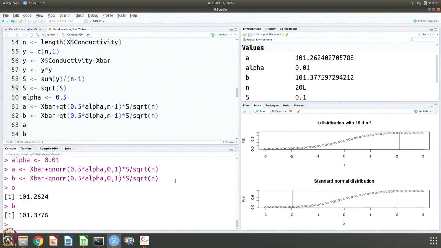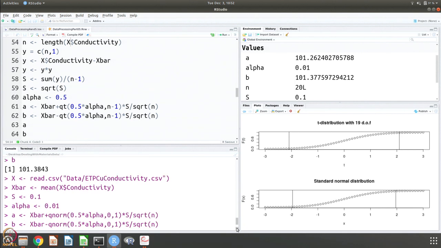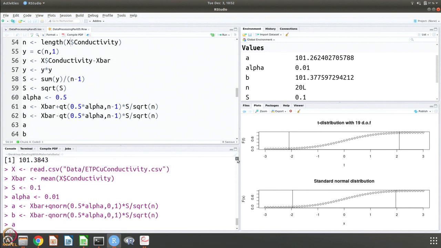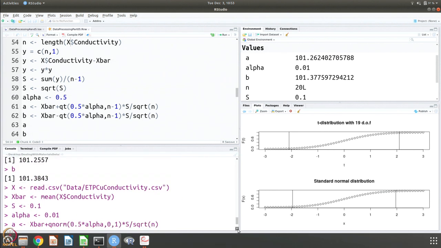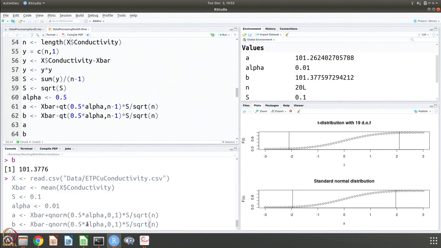So, you can see this is 101.26 to 101.37, right? It is 25 and 38. So, obviously, T is slightly larger interval than normal. So, 38 has become 37 and 25 has become 26. So, normal obviously has a much shorter interval, a little bit shorter. It is not too much short, but it is a bit shorter.